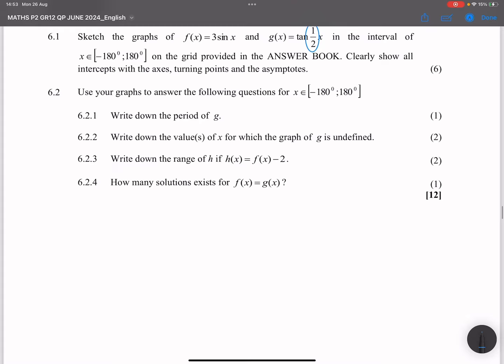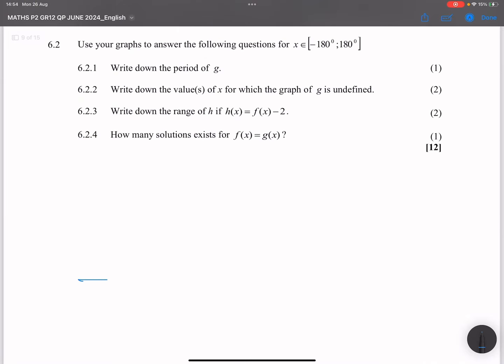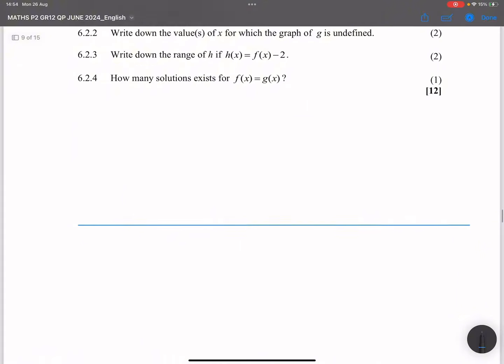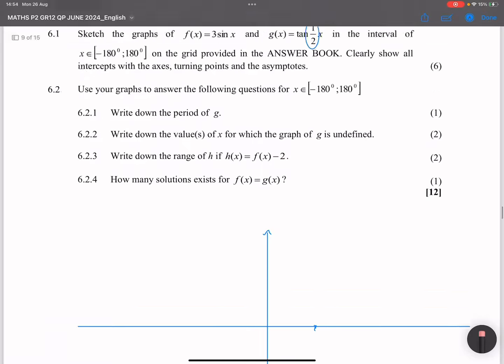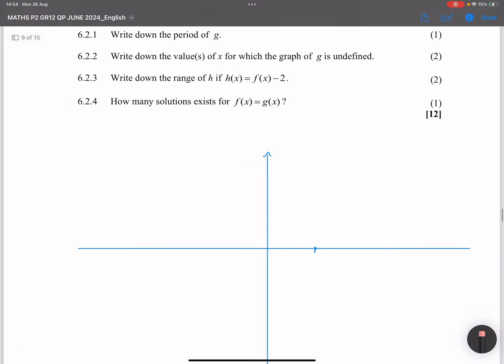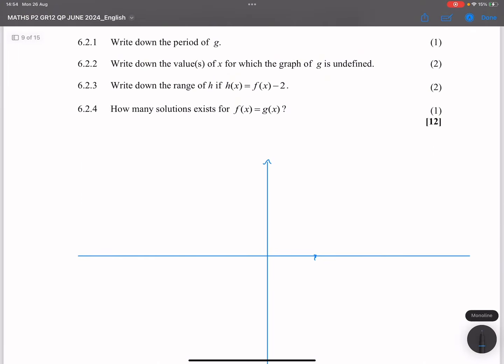Now, in this case, they said draw these graphs. I don't have a grid here, so I'm just going to try and draw the two graphs over here. Let's just give it a bit more space because we said between negative 180 and 180. So this is 90, and let's say that's 180 over there.